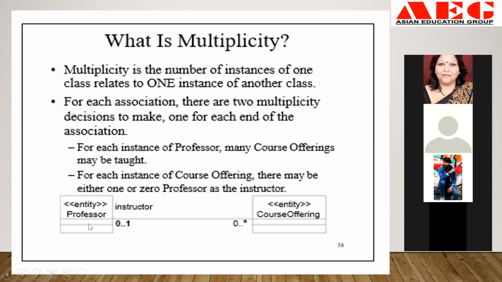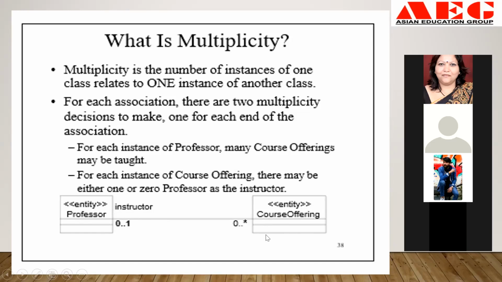As you are seeing, this is the entity professor, instructor. So there can be 0 to 1. If we talk about the class, there is a minimum of 0 instructors, if there is no class, or a maximum of 1 instructor at a time. But the course offerings can be 0 to star, meaning it can be 0 if there is no instructor, then there is no course offering. But one instructor can have multiple course offerings.